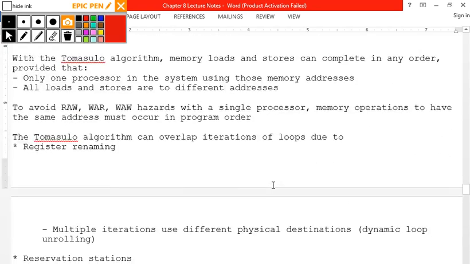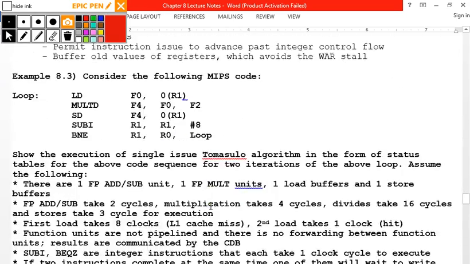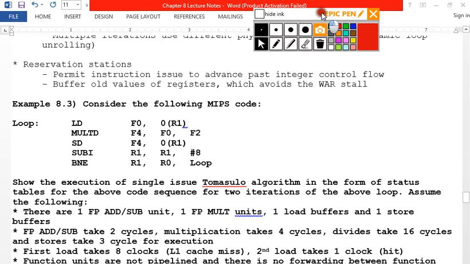All right, so you're talking about register renaming and reservation stations. So here is our example question.